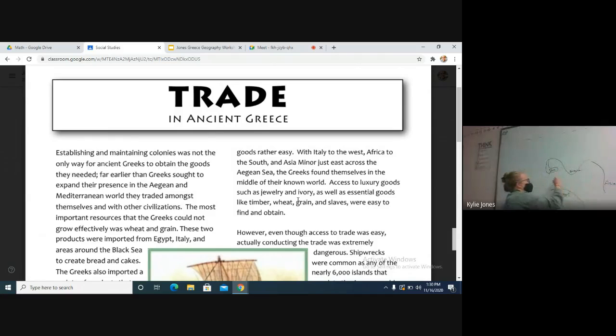Okay, so this is all water right here. So Greece is right here. They could easily just take a boat, go this way to trade for things. They could take a boat and go this way and trade for things. They could take a boat and go that way and trade for things. They're right in the middle of the ancient world, where it was kind of settled. They were right in the middle, so it made it super easy to trade all of these things. That's a really big thing for them. Their location made it so easy to trade.